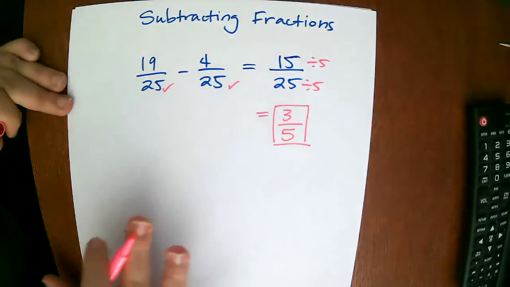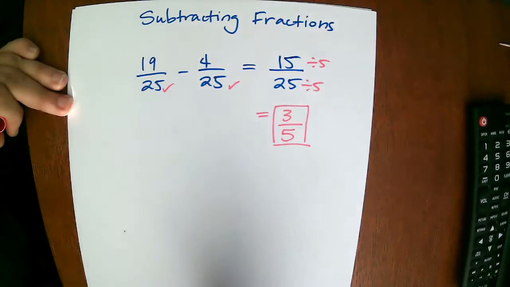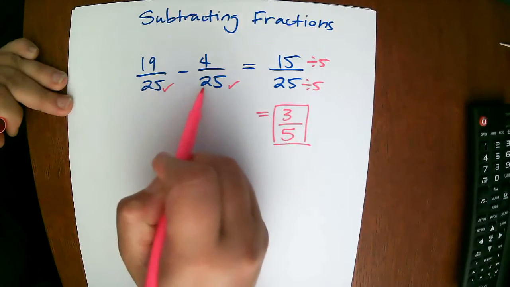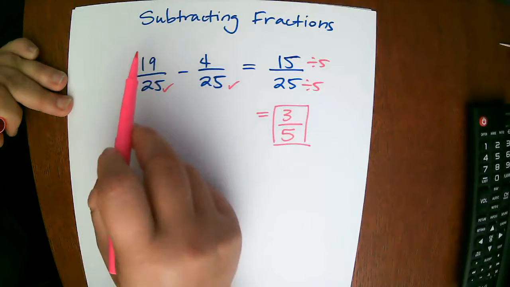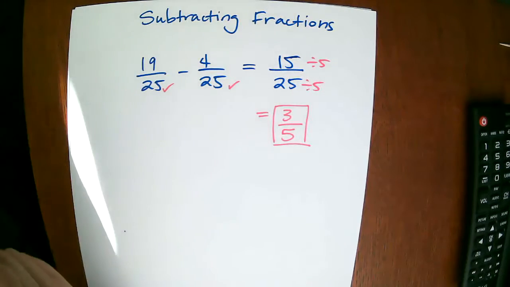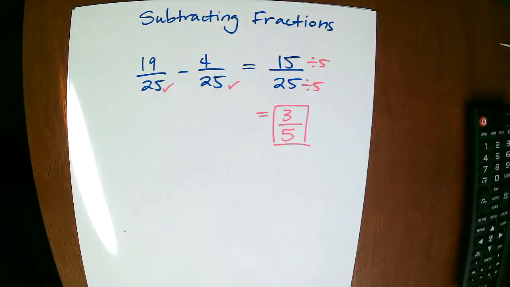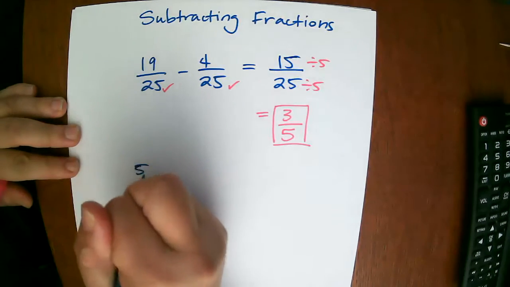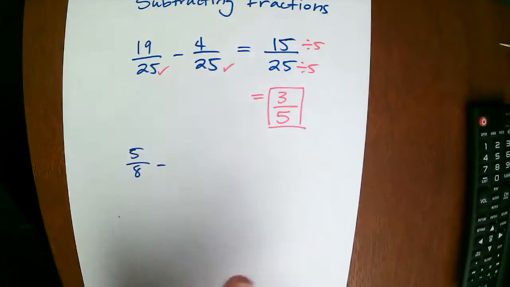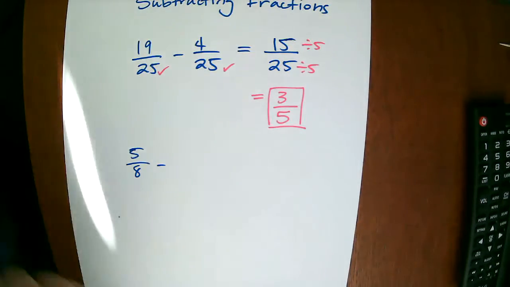So when we're subtracting fractions, just like when we were adding fractions, you want a common denominator, okay, and then you just subtract the numerators. Let's look at an example where we don't have a common denominator: 5 over 8 minus 1 over 6.